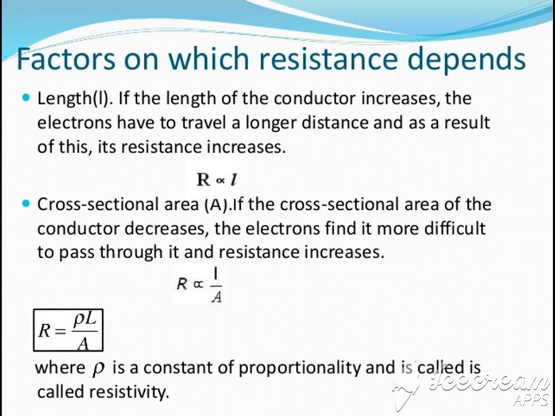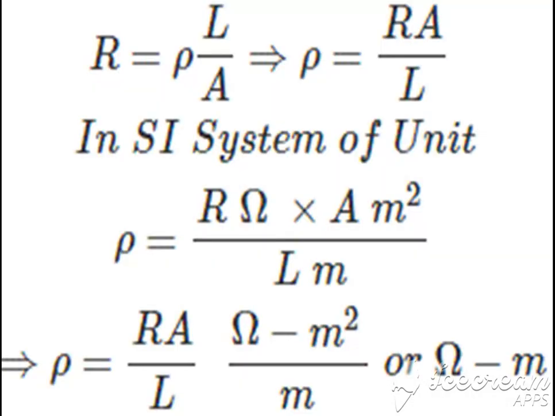If we combine both of them, R is proportional to L divided by A, and when the proportionality sign becomes equals to, there is a constant known as rho. Rho is called the constant of proportionality and it is called resistivity. Another name of resistivity is specific resistance. So the formula of R is rho L by A. Now if you solve this, rho is equal to RA by L. R is measured in ohm, area in meter square, length in meter. Solving this, you get the SI unit of resistivity, that is ohm meter.